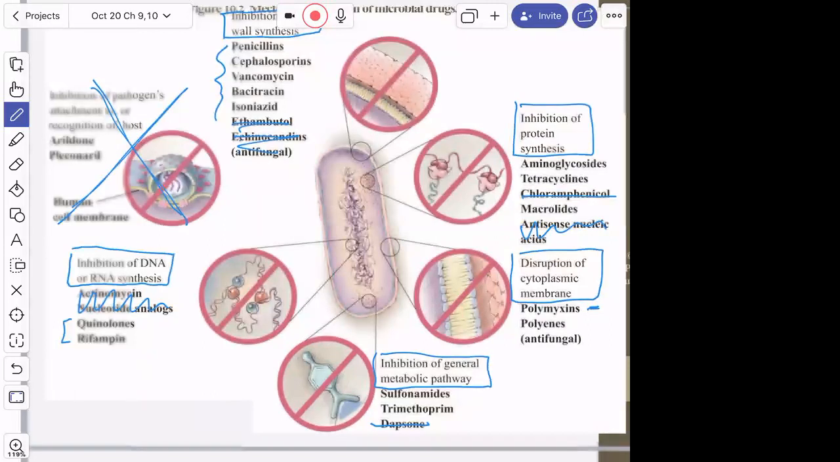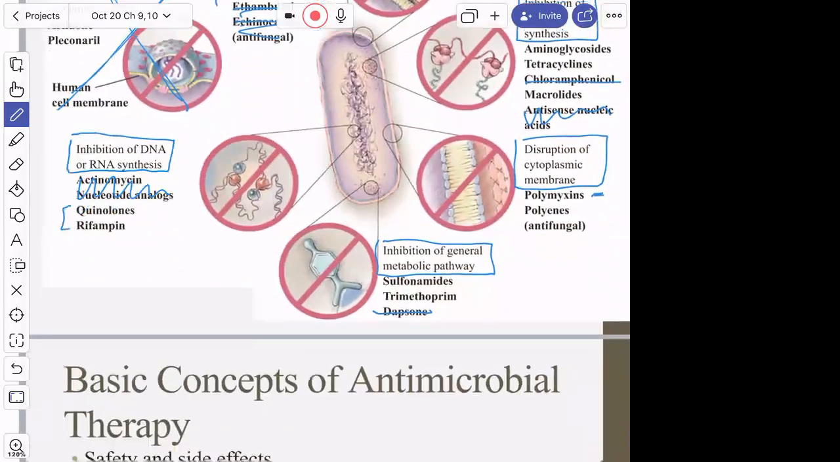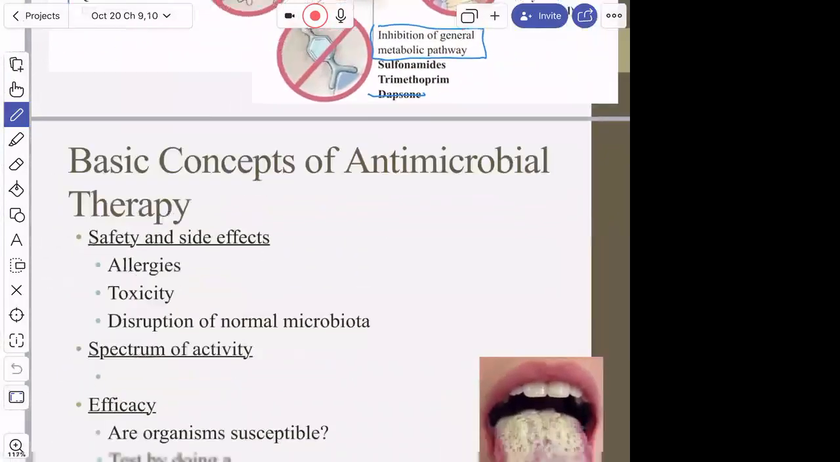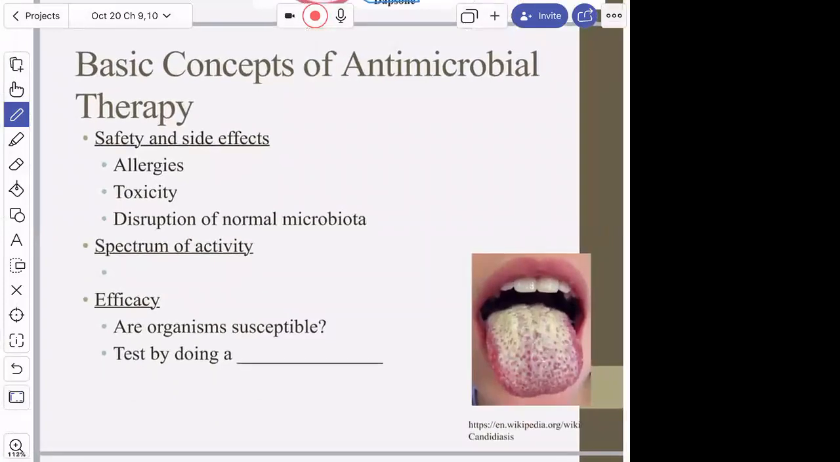Okay, and of course, we're searching for things that would help with coronavirus. All right, so some things that we have to keep in mind when we're using antibiotics to use them safely. Certain drugs have certain side effects. Again, hopefully they're minimal.